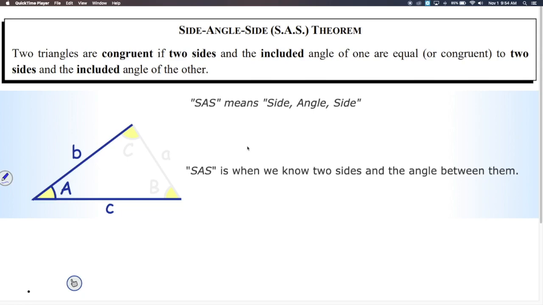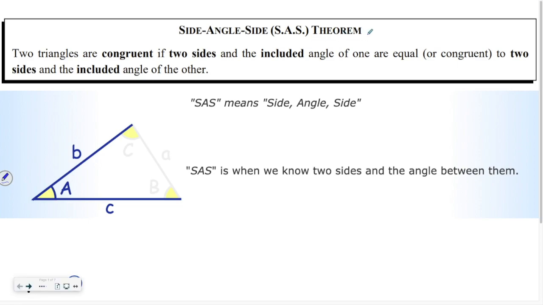Welcome to geometry. So today we're going to be talking about our three new theorems. Notice that we're going into the proof section, okay? We're proving everything we know. So the first theorem is our side angle side theorem.